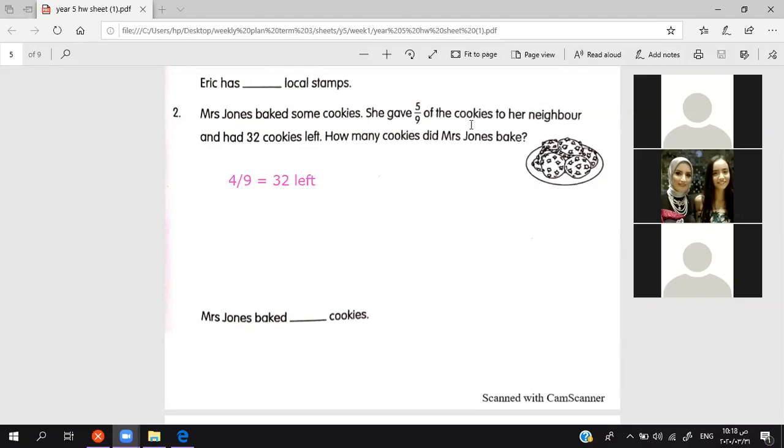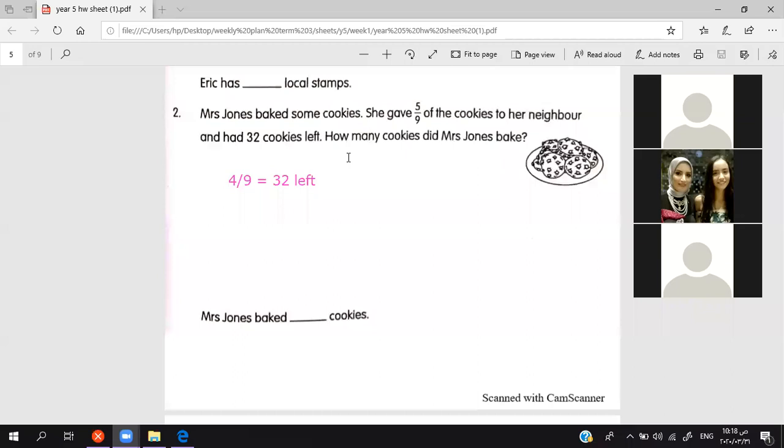Okay, again, Ola. Here Mrs. Jones made some cookies, and she made it into 9 parts. She gave 5 parts from the 9 to her neighbor. So how many parts will be left? There are 9 parts. So after 5, 6, 7, 8, 9, she will have 4 parts left. Okay? What's left is 4/9. And he's saying what will be left is 32 cookies. So I know that 4/9 is 32. The 4 parts from the 9 is 32.